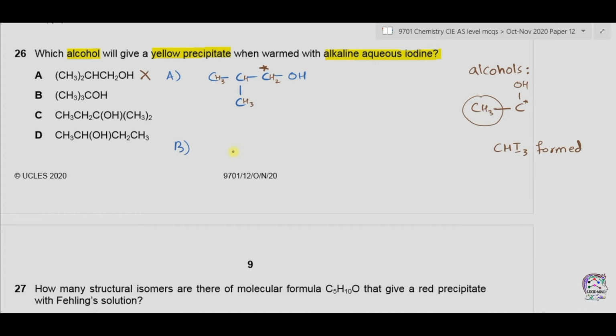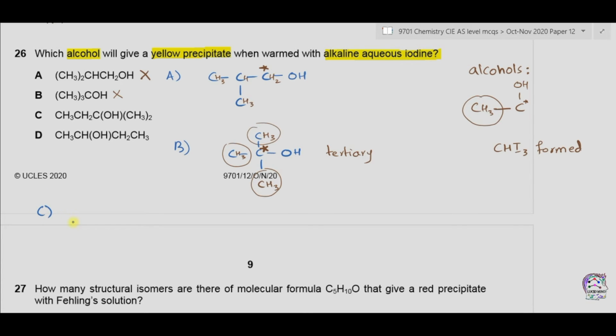B is an alcohol having 2 carbon atoms in the long chain, and on the second carbon atom 3 methyl groups are present. Putting in hydrogens. As we can see, the OH group is attached to this carbon, which is directly attached to the methyl groups. But this is an example of a tertiary alcohol, and a tertiary alcohol does not oxidize. So option B will not give a positive result with alkaline aqueous iodine.